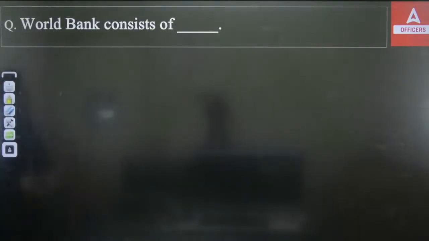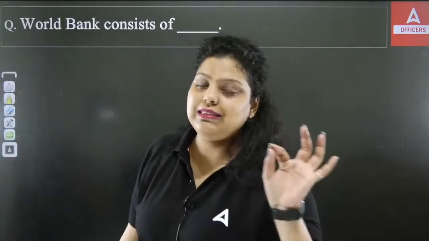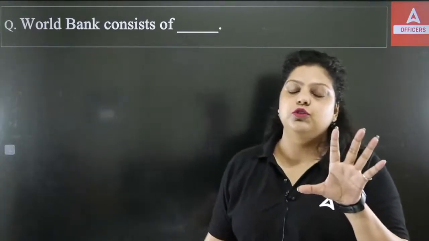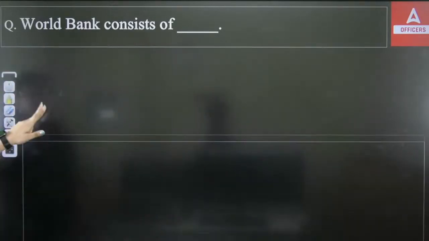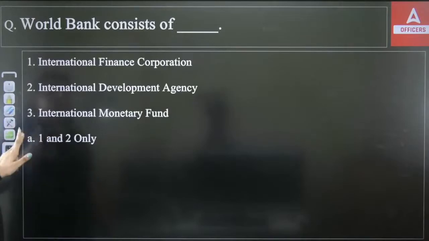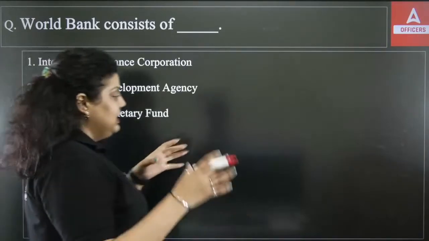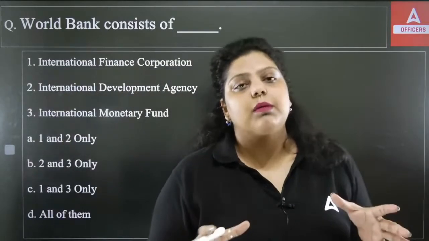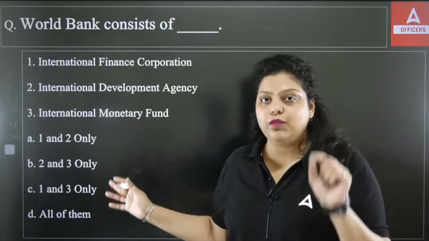Now the next question we have: World Bank consists of dash. As I have told you, World Bank is not a single institution, it has 5 institutions which are working for the same objective of World Bank. So out of these options, which of the following is a part of the World Bank group, you have to answer. So first of all, I have to tell you that India is the founding member of World Bank, as well as India is the founding member of IMF.